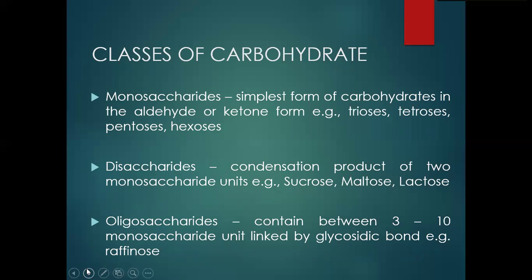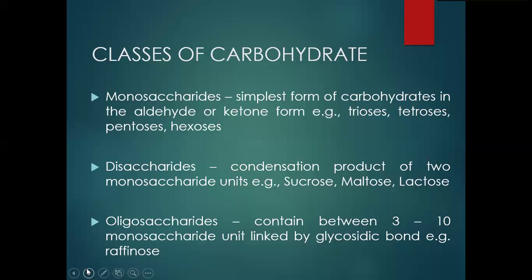Trioses, a good example, is glyceraldehyde. Tetroses, a good example is erythrose. Pentoses, ribose sugar found in DNA or RNA, is a pentose sugar, and hexoses, the most common of them all, is glucose. Carbohydrates can be classified as disaccharides, which are condensation products of two monosaccharide units. Examples are sucrose, which is the normal table sugar we have in our homes, maltose, and lactose, milk sugar.